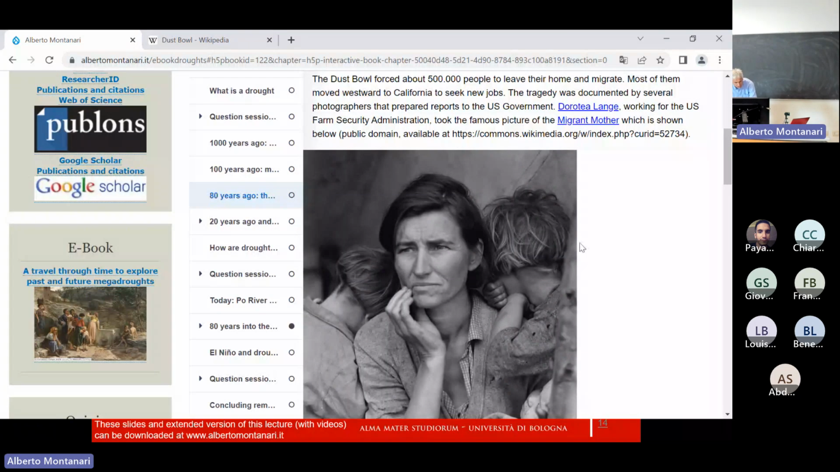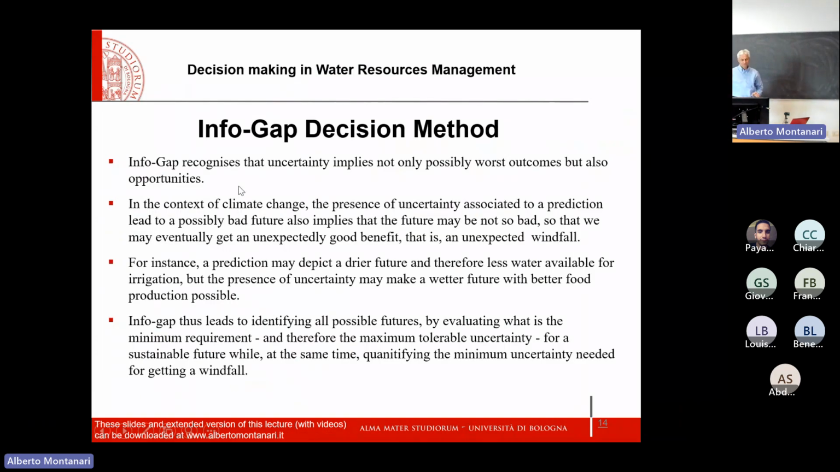Okay, this is a famous picture that was taken by a photographer of people migrating. Okay, let's go back here. So again, it may be an opportunity: InfoGap leads to identifying all possible futures by evaluating what the minimum requirement is, for instance, in terms of water availability. What is the minimum required water to ensure a sustainable future?